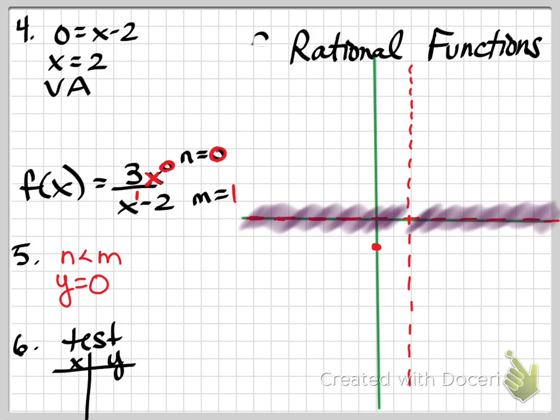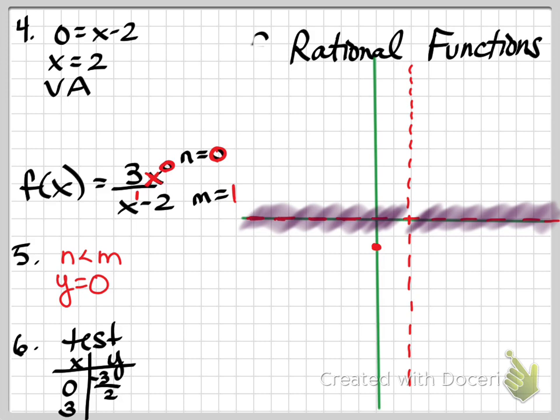The asymptote's at 2. On the left, 0 would be a great point to test. And on the right, 3 would be a great point to test. So we'll just plug 0 into the function. We already did that when we found our y-intercept. If x is 0, y was negative 3/2. We already have a point there, actually.